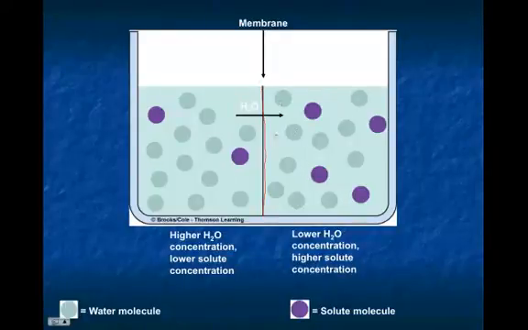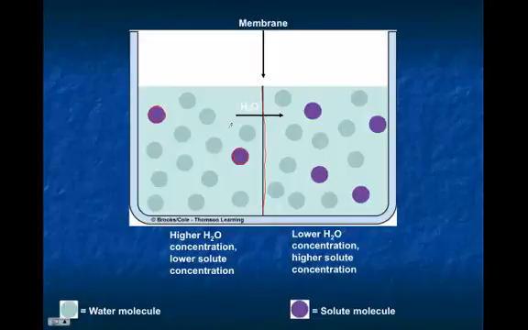So now let's talk about how this happens. Here we have our semi-permeable membrane, and in purple we're going to have our solutes. A solute is just something that would dissolve in water. So in this case, for example's sake, let's say it's salt.